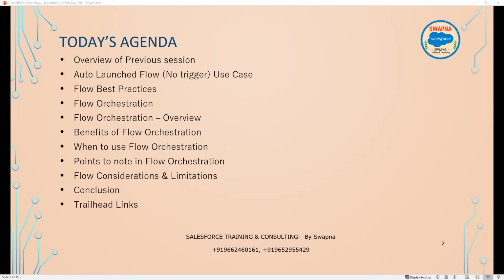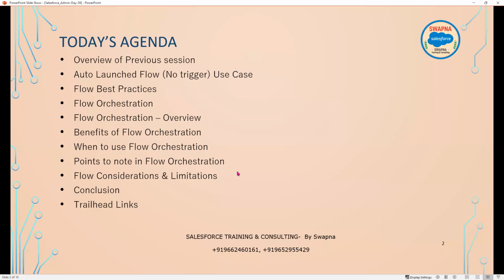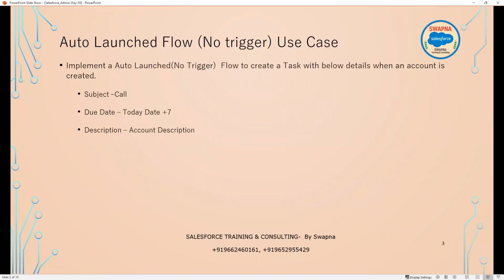Now, last class, we were discussing the auto launch flow, and I gave an assignment. The assignment is creating the task: whenever an account is created, create a task with the details I provided. I see that one member has done it. What about others? I have received assignments up to 36. A few members have sent assignments 32 to 36, the previous sessions' assignments. But how about yesterday's one? I have seen only one person has done it.